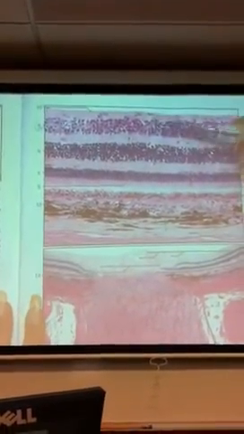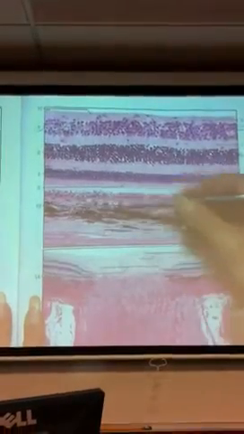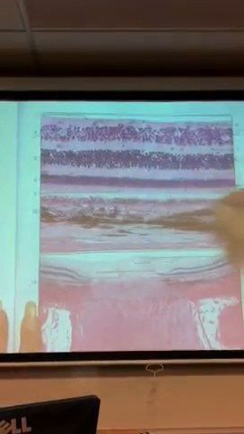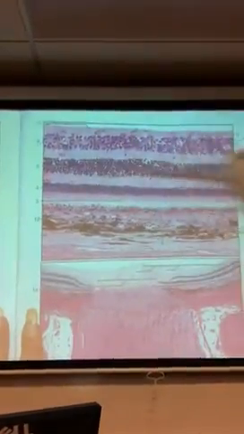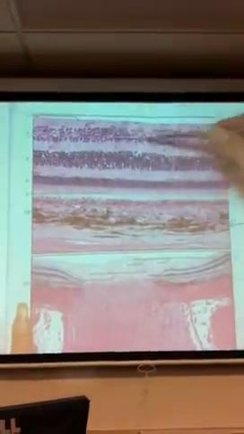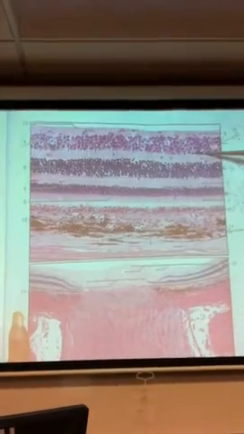Now, those are the four layers. It goes pigmented epithelium, photoreceptors, bipolar cells, and then ganglion cells. That's what you should be seeing.